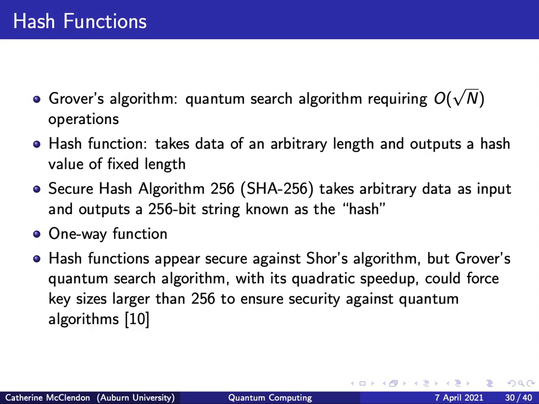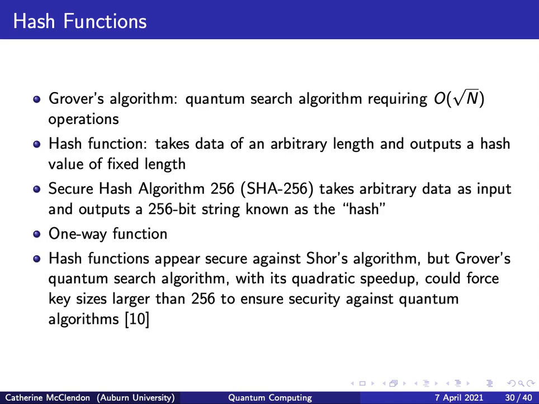There is another algorithm called Grover's algorithm, which is a quantum search algorithm requiring big O square root of n operations. A hash function is a function which takes data of an arbitrary length and outputs a hash value of a fixed length. So the Secure Hash Algorithm 256, also known as SHA-256, is a hash commonly used and is viewed as secure by the US government.